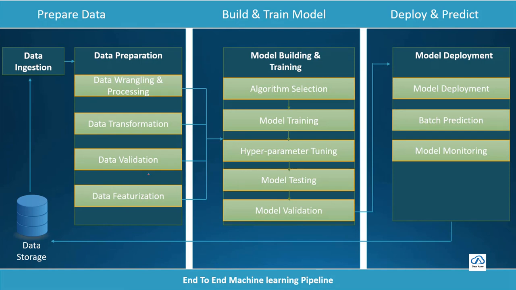One thing is, about 70% of the success of your model depends on how you do the data featurization, whether it's done well or not. Then it's the same thing: selecting the algorithm, doing the model training, hyperparameter optimization, model testing, and validation. Once you are absolutely sure that this model is doing well, this is the model that you put in production.